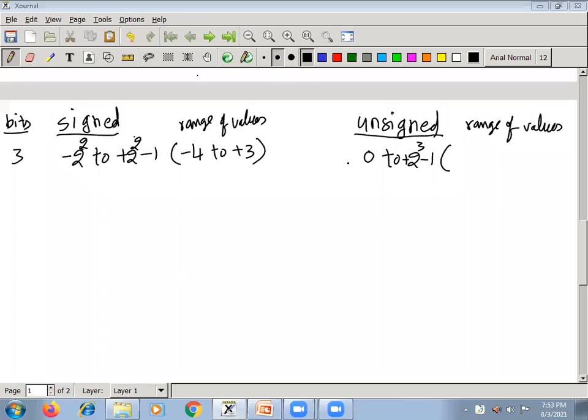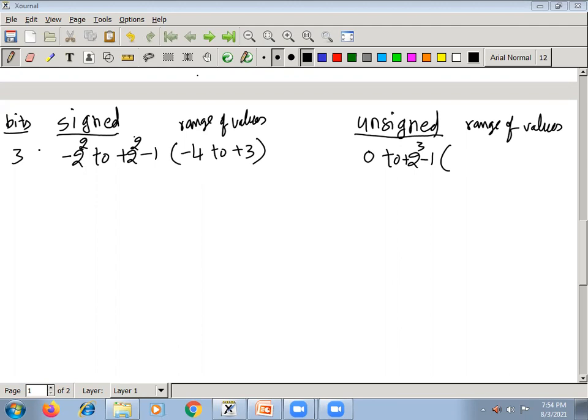Right, welcome back. Now we were talking about how to calculate range of values when you have 3 bits, 4 bits, 8 bits, 16 bits. When you have 3 bits, you have two types: signed values and unsigned values. So how to calculate the range of signed values with 3 bits.